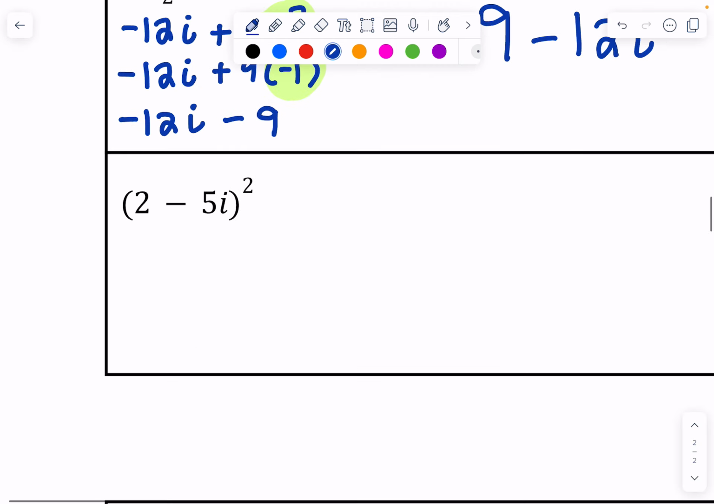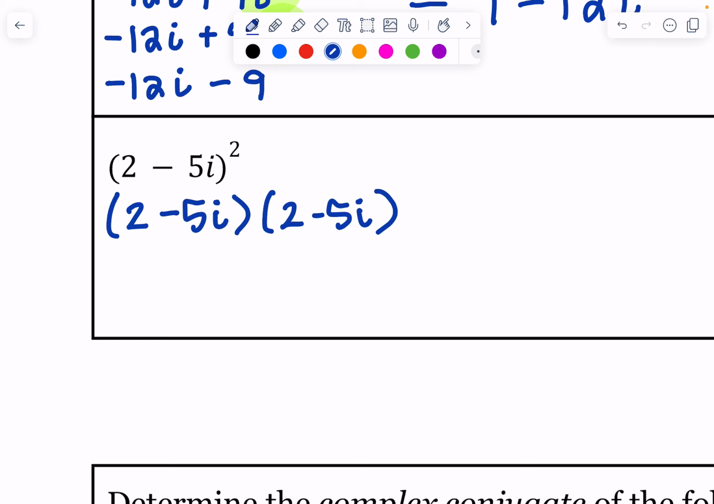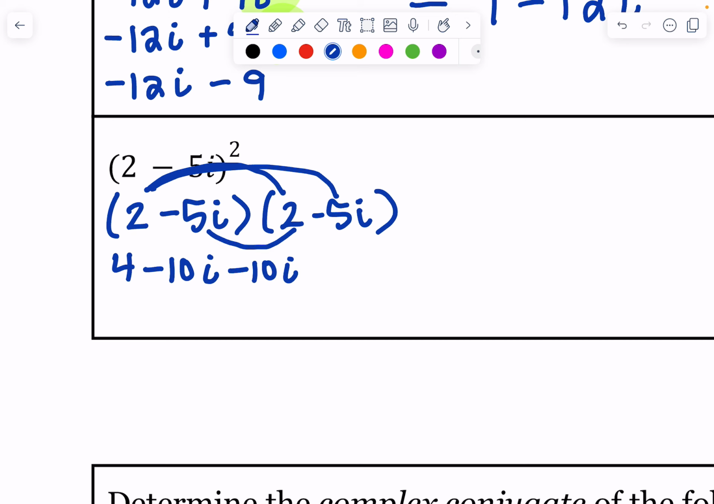All right, to square this, be careful you don't distribute a squared. No. We are going to write it twice to be safe. So 2 minus 5i times 2 minus 5i and distribute. So 2 times 2 is 4. 2 times negative 5i is negative 10i. Negative 5i times 2 is also negative 10i. And then negative 5i times negative 5i would be plus 25i squared.